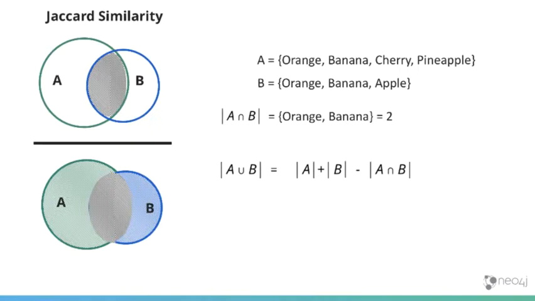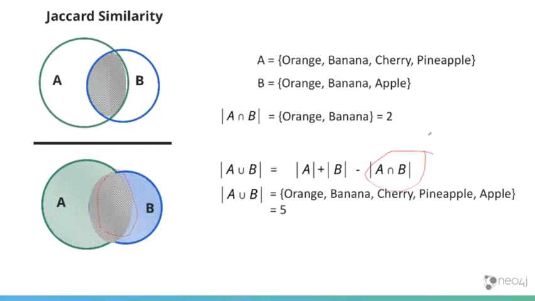All that subtracting the intersection really does is keep us from double counting this gray area. We don't want to count orange and banana twice. So the union of those two would be orange, banana, cherry, pineapple, and apple, which is 5. Jaccard basically divides the intersection by the union. We have 2 divided by 5, which gives us a 0.4 coefficient.